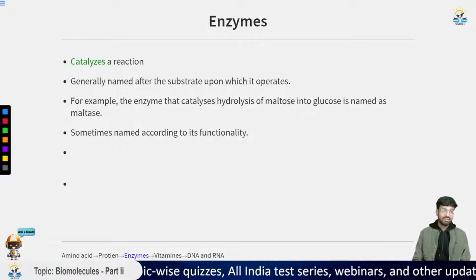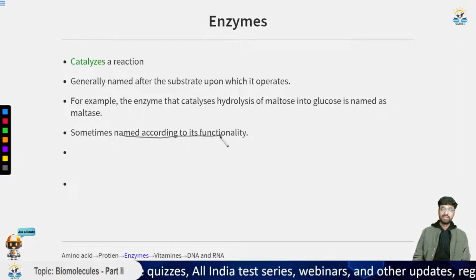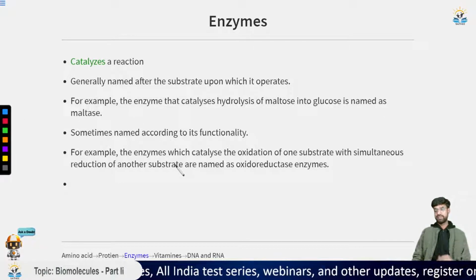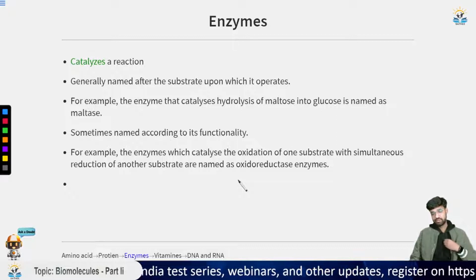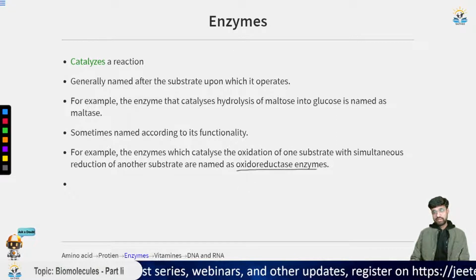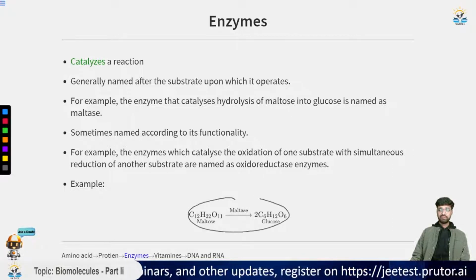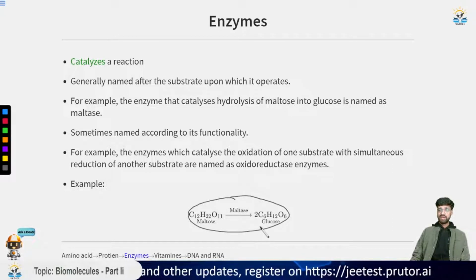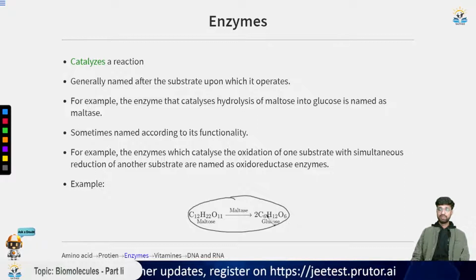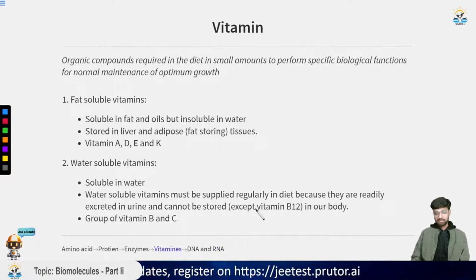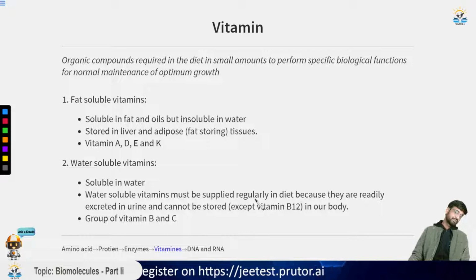Next, sometimes an enzyme is named according to its functionality. Like if it is oxidizing and reducing at the same time, then it is called an oxidoreductase enzyme. Here's an example: we have maltose. We take maltase as the enzyme, and it will hydrolyze maltose to give 2 moles of glucose.